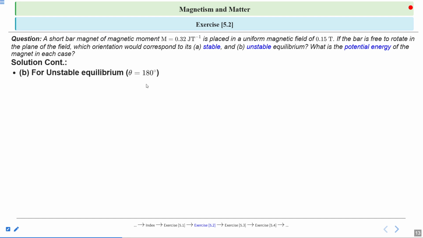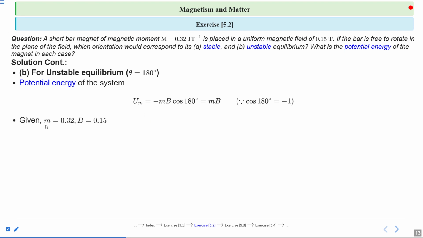For unstable equilibrium, theta equals 180 degrees. Potential energy of the system is equal to minus mB cos 180 degrees. So cos 180 degrees is minus 1, so it will result in mB. At unstable equilibrium, the quantities m and B are given, and it will be equal to 0.32 into 0.15, which results in 4.8 into 10 to the power minus 2 joule. Got it?